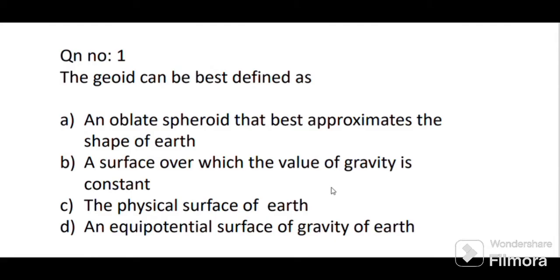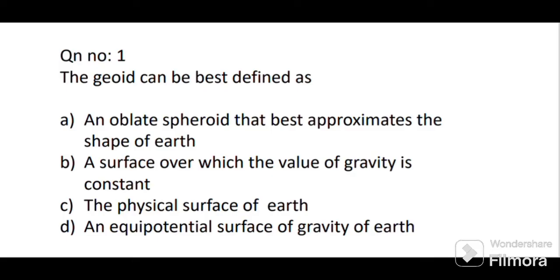The first question is, the geoid can be best explained as. The geoid is a reference surface which coincides with the mean sea level, and it's a surface of equipotential gravity. Wherever you measure gravity on the surface, it gives almost equal potential. That's why we call it an equipotential surface of gravity. And it varies slightly according to the topography of a terrain.